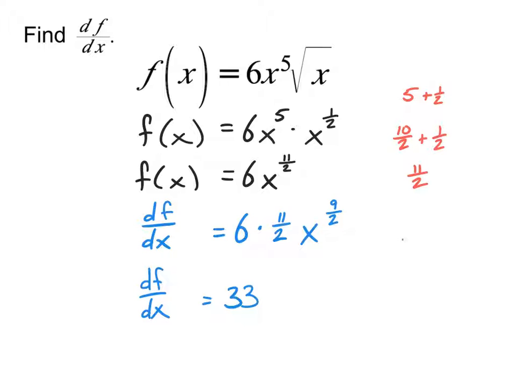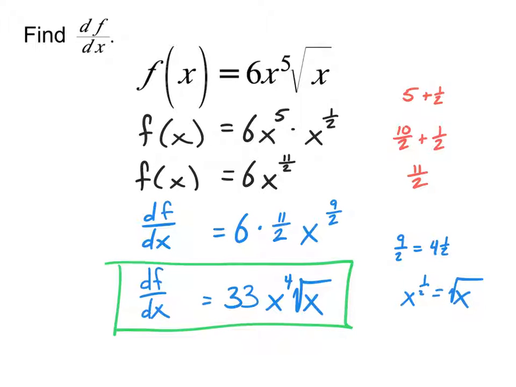Well, 9 halves is the same thing as 4 1/2. So notice, that means I can pull out 4 wholes, but I still have x to the 1/2 left. And of course, x to the 1/2 is just the square root of x. So it's going to be 33 x to the 4th square root x as our final answer. That is the fully simplified form, at least. And yes, we do want to keep moving toward that fully simplified form as we go.